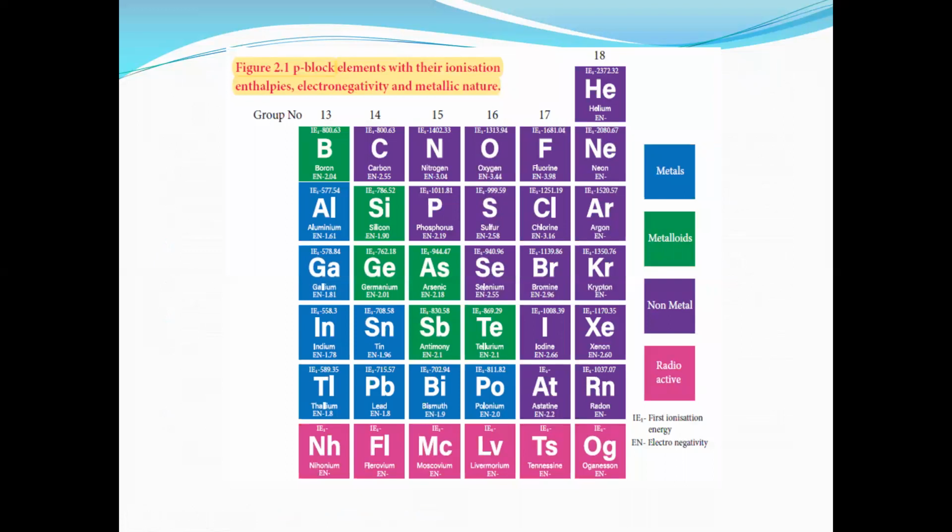For example, take boron. For boron, in this period, n is equal to 2. For aluminium, n is equal to 3. For gallium, in this period, n is equal to 4. For indium, n is equal to 5. For thallium, n is equal to 6. So the n value varies in each period.